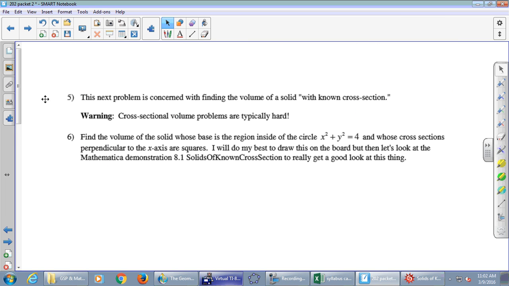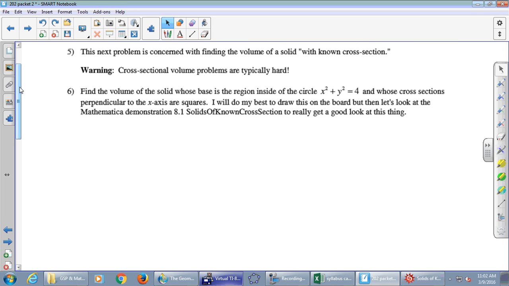Next page. Number 5. This next problem is concerned with finding the volume of a solid with known cross-section. That phrase right there is one that you will see several times. Warning, cross-sectional volume problems are typically harder than the ones that we just did. Let's give this a shot. We're going to find the volume of the solid whose base is the region inside of the circle x squared plus y squared equals 4, and whose cross-sections perpendicular to the x-axis are squares.